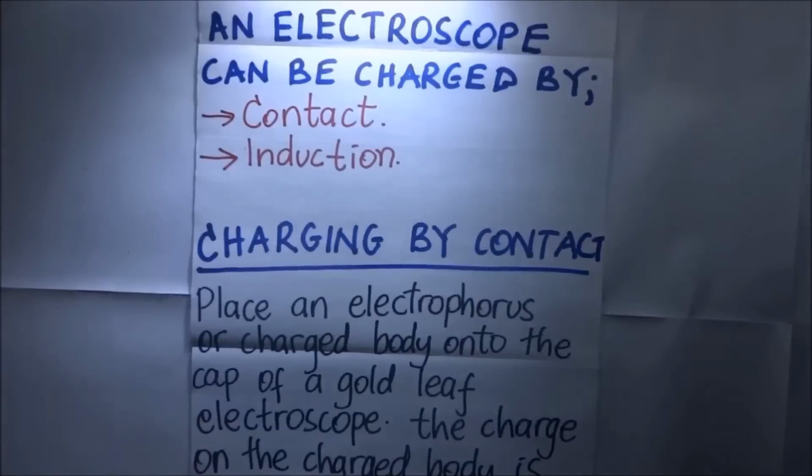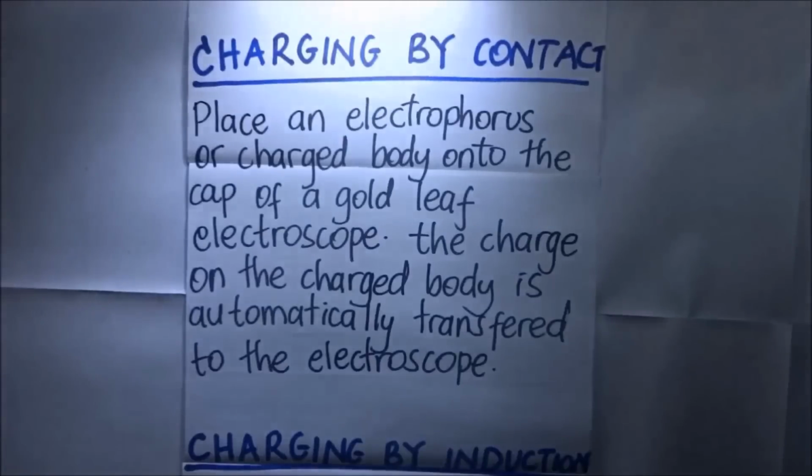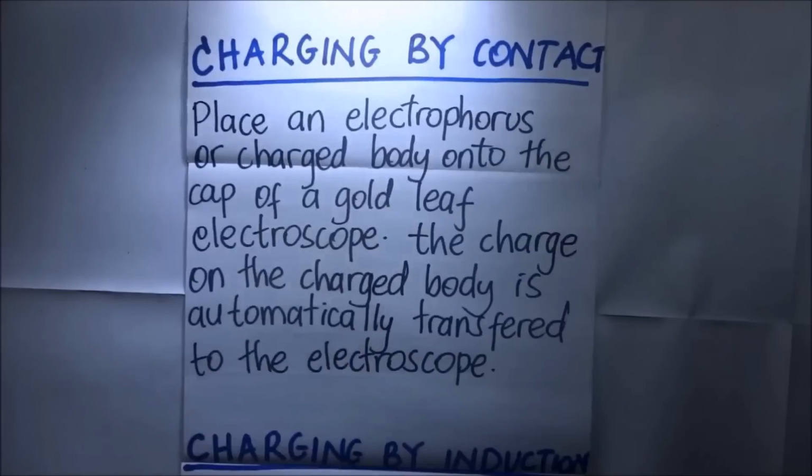A gold leaf electroscope, or an electroscope for that matter, can be charged in two ways. You can either charge it by contact or charge it by induction. In charging by contact, you simply place an electrophorus or any other charged body onto the cap of a gold leaf electroscope. Now, talking of an electrophorus, we did so in our previous videos. An electrophorus is simply a metallic disc that is mounted onto an insulating handle. So when we get this electrophorus and it is charged, when we put it on top of the cap of a gold leaf, the charge that is on that charged body is automatically transferred onto the electroscope, and that is how we charge by contact.